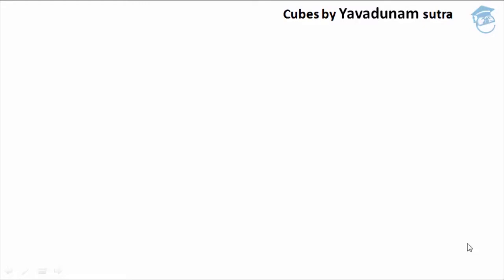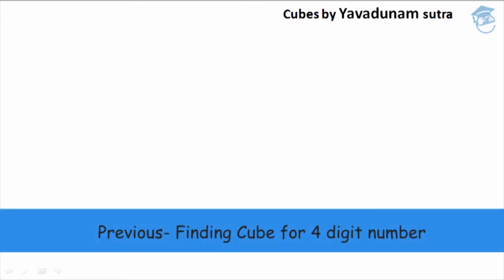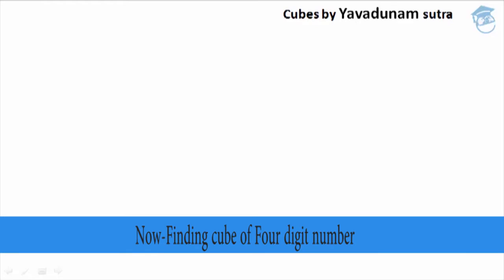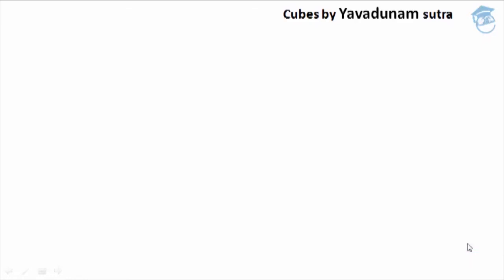This is Varun Ganga. Friends, in our last session we saw an example of how to find the cube of a given 4-digit number by using Yavadunam Sutra when the base is 4000. And now in this session we are going to have one more example of how to find the cube of a given 4-digit number by using Yavadunam Sutra. So why wait? Let us see what that example is. The example that I am going to take in this session is: find the cube of 5001.